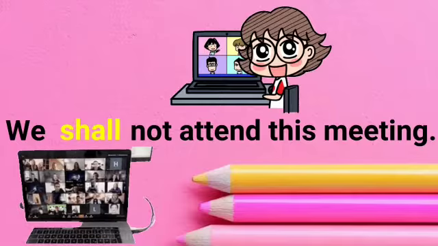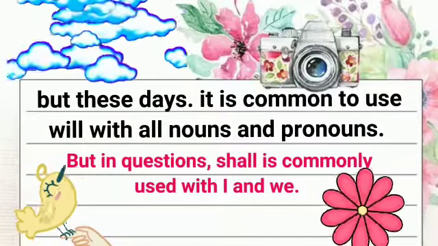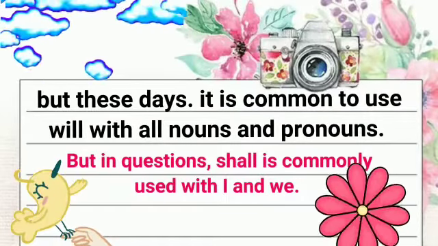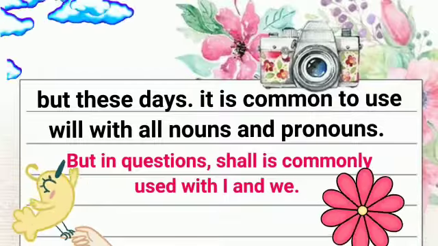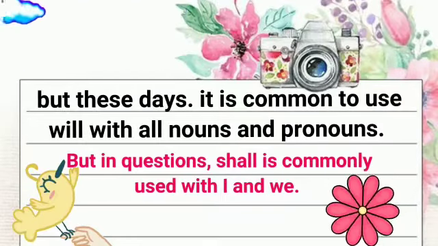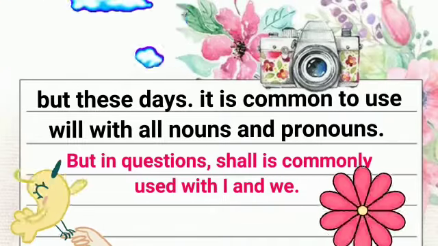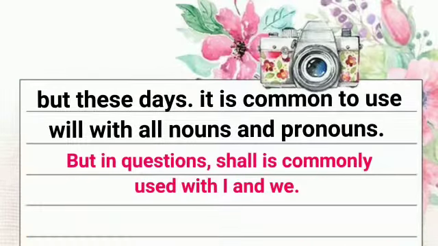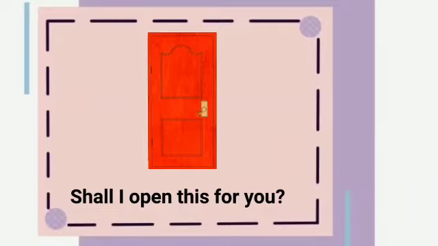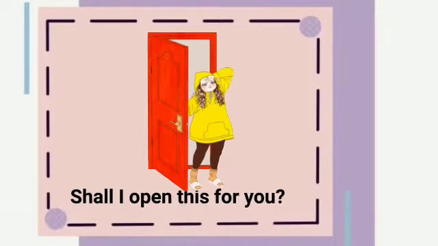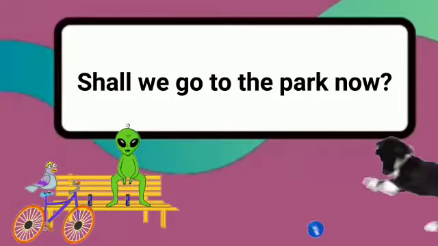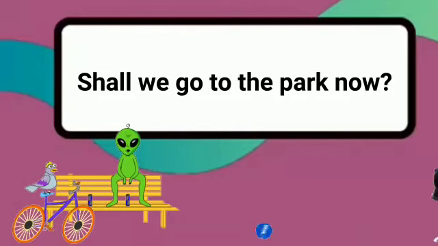But children, these days it is common to use will with all nouns or pronouns. But in questions, shall is more commonly used with I and we. For example, shall I open this for you? Shall we go to the park now?